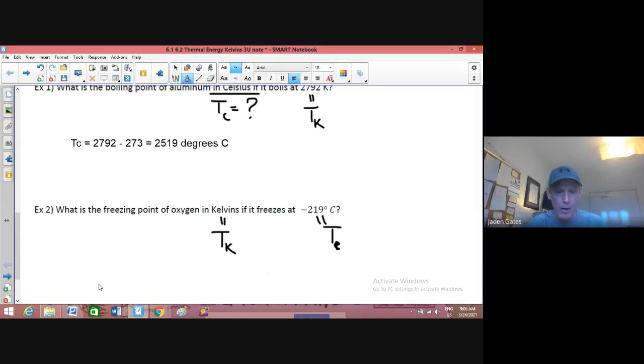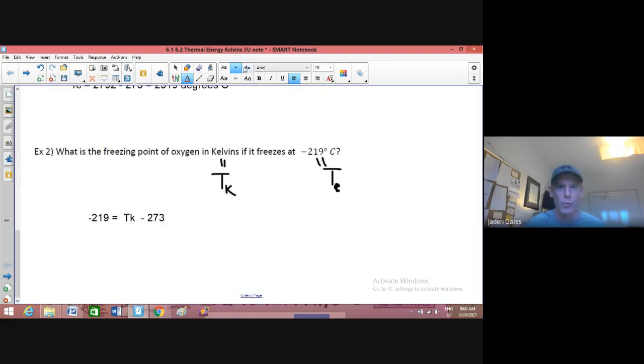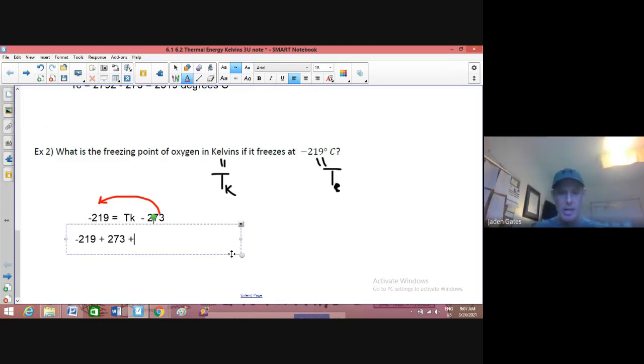All right, so again, I'm going to use my formula where my TC is minus 219, and that is equal to my temperature in Kelvins, minus 273. This time I do have to do a little rearranging of my formula. I'm going to move this minus 273 over to the other side, and so it becomes positive. So what I end up with is minus 219 plus 273 equals TK, in kelvins.